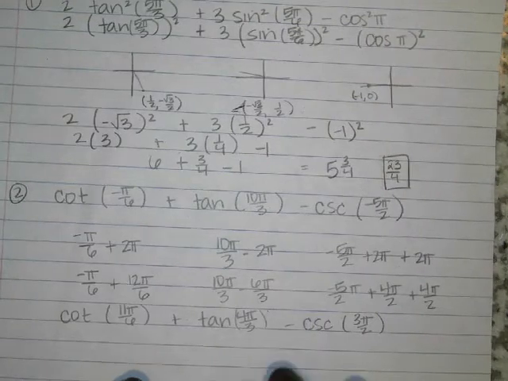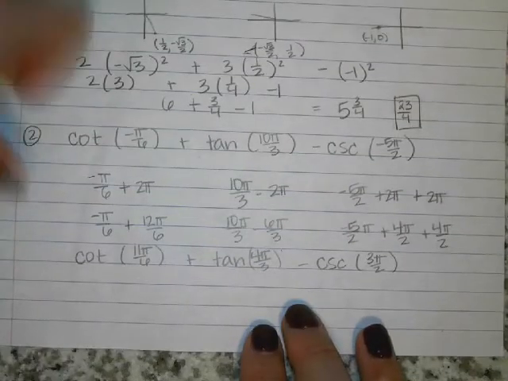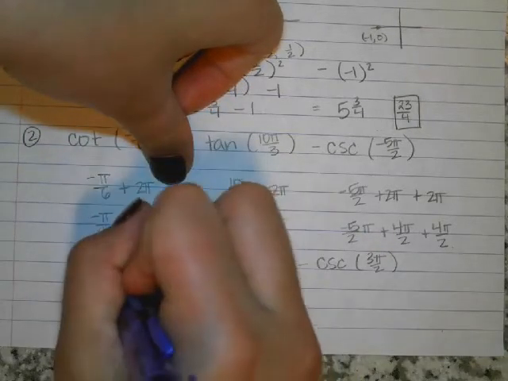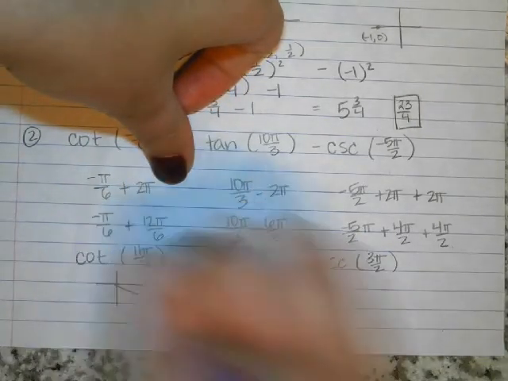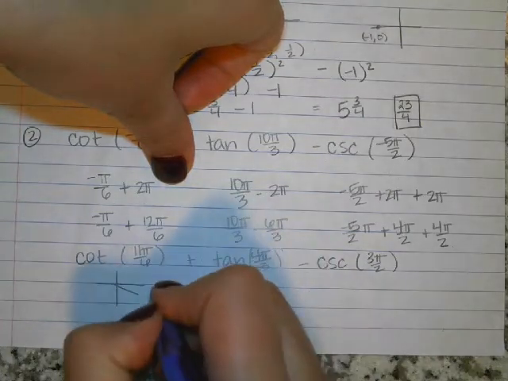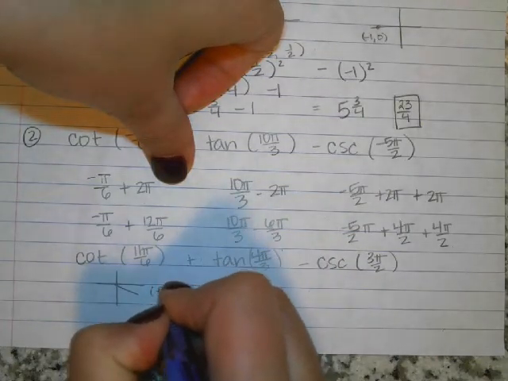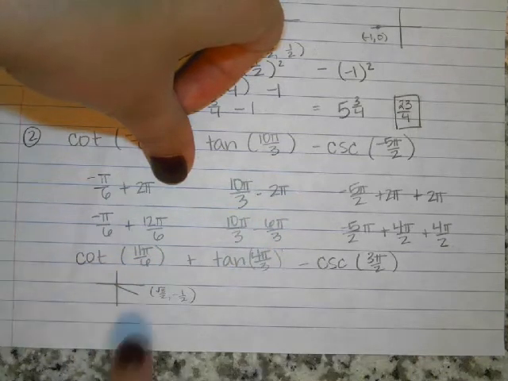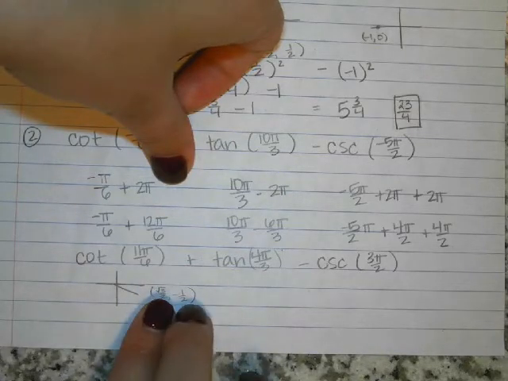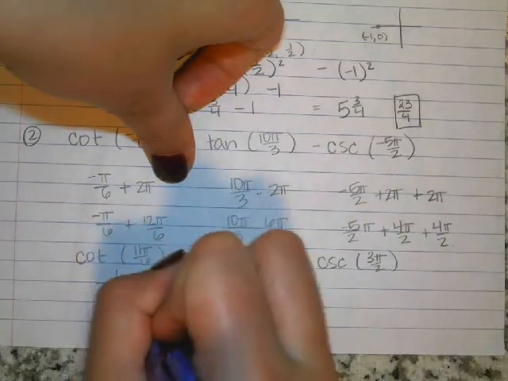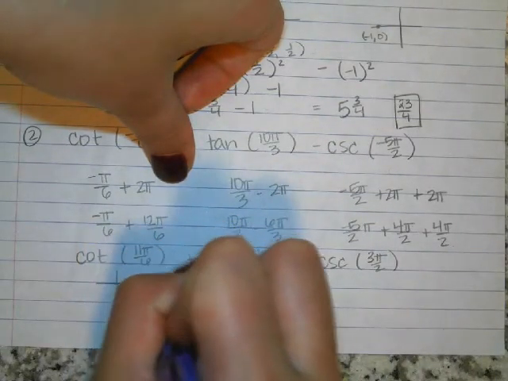Okay, so now I can go through and do the part where I'm picturing the unit circle in my head. So here 11 pi over 6 is right there. I go right a lot, down a little bit. And so cotangent is x divided by y. So I ignore the 2's. Root 3 divided by negative 1 is negative root 3. So here I've got negative root 3.